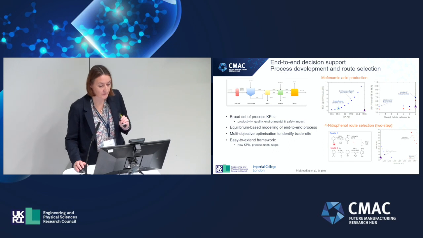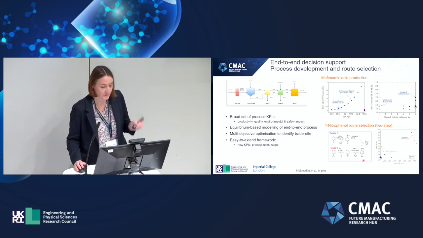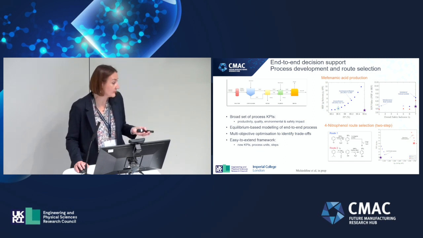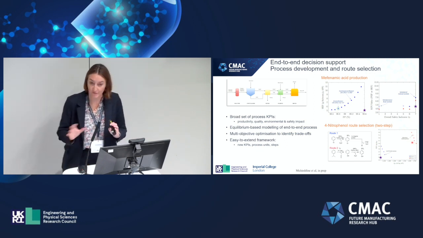We've also started looking at route selection in this context. Here is a very simple case where we have two routes to make 4-nitrophenol, two-step routes. We use the same step repeated in terms of the flow sheet structure. And you again get energy consumption versus process E factor for the different routes. So you can get a very early assessment of the challenges of these different routes, and that can guide your choice.